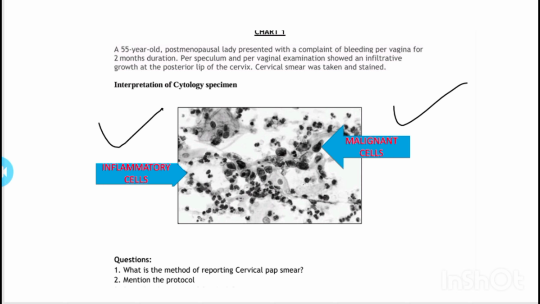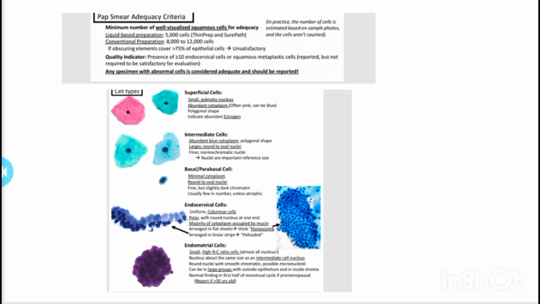First we will see the normal components present in a pap smear. What all you should see normally in a pap smear. So whenever a pap smear is given, first you should check the adequacy of the smear. What do you mean by adequacy of the smear? That is nothing but minimum number of well visualized squamous cells present. There is one criteria or cutoff for that. These many numbers should be present in the slide to call it as adequate. So that is called as adequacy.